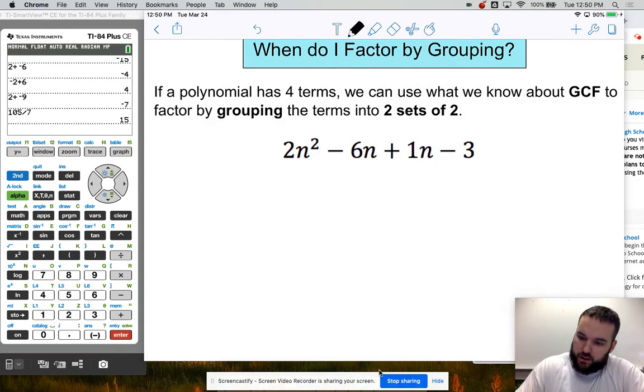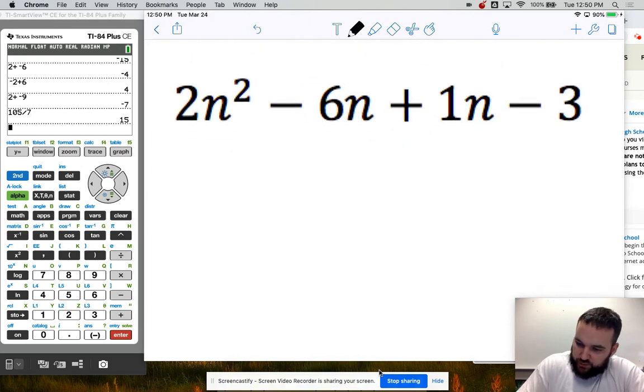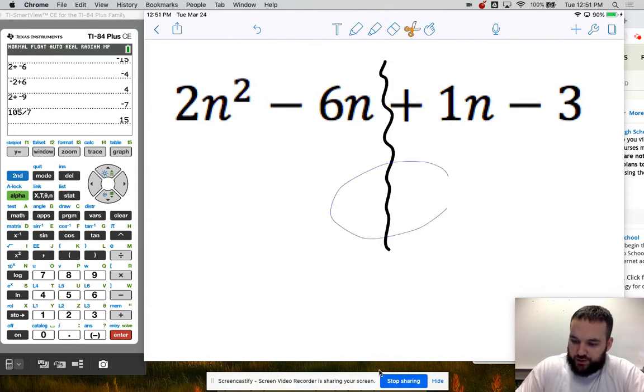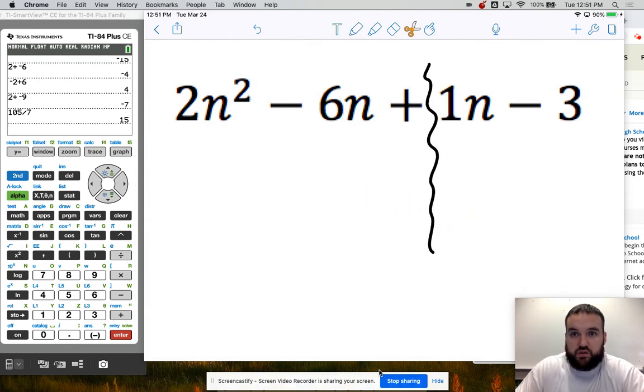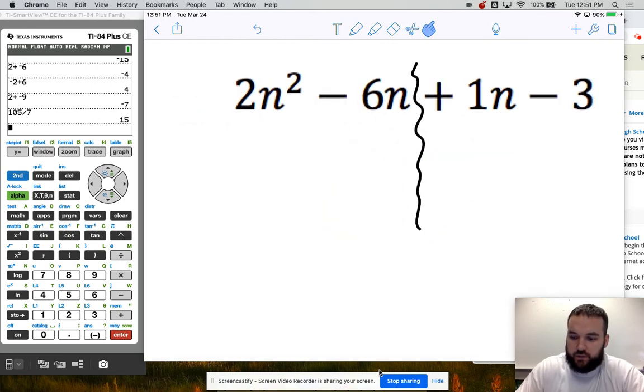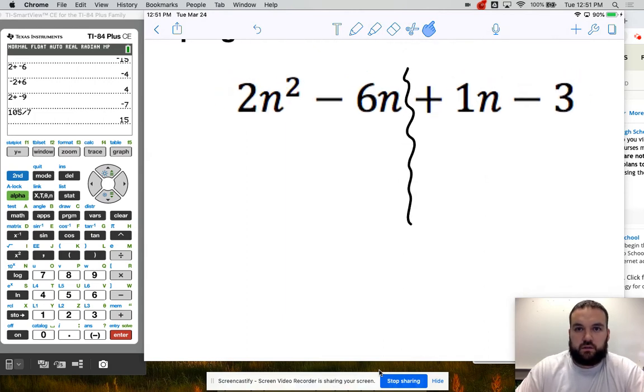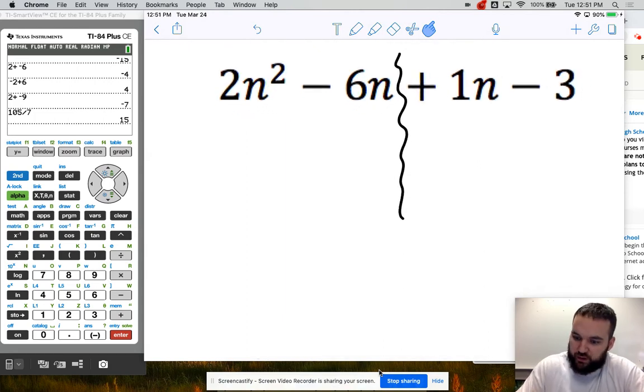So I'm going to put a little dividing line right after the second term, which is minus 6n. Notice I don't want the line here because I want to make sure it's clear that the plus sign belongs with the 1n. And you might be saying to yourself, well, we can combine those together, but just bear with me for a minute and we'll see how we can do this factoring by grouping thing.